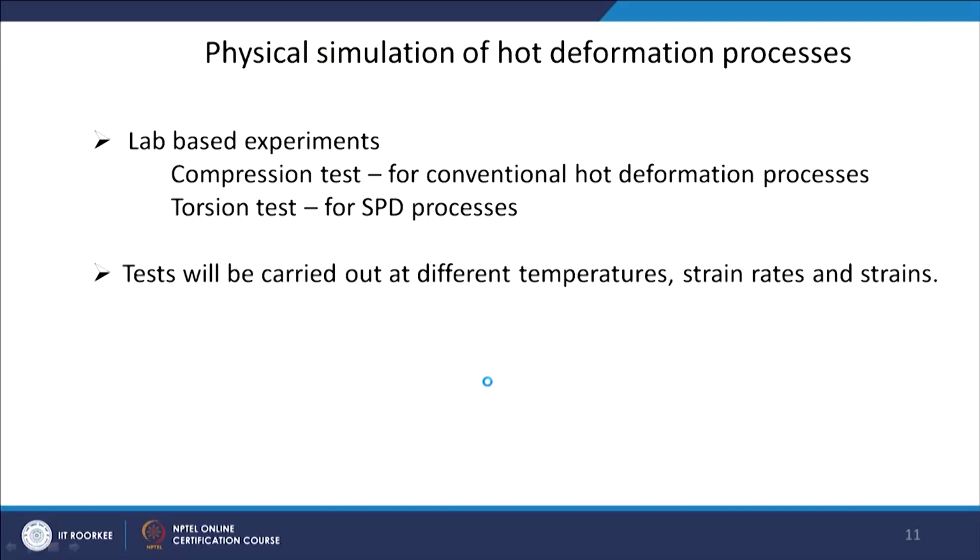And if you are doing any SPD based process, then we will try to simulate that using some torsion experiment, where we are applying the shear strain in the material. So, these types of physical simulations are usually done in the laboratory to implement the solution in the industry.